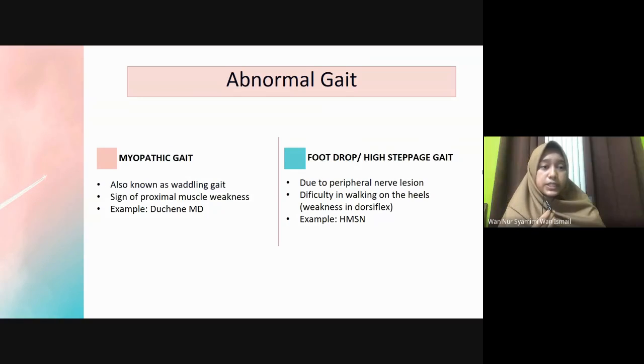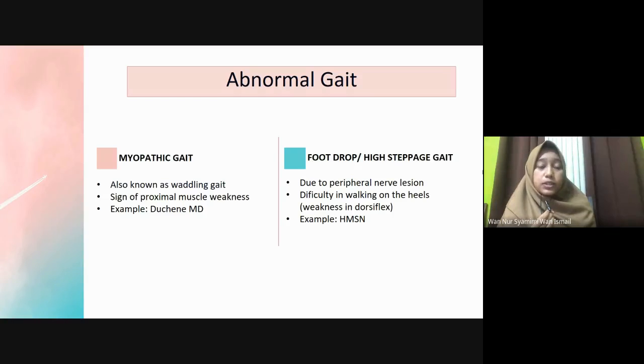For this patient, they try to compensate because, due to this condition, they tend to fall. What they do is compensate with their shoulder on the weight-bearing side in order to prevent themselves from falling. You can see this type of gait in patients who have proximal muscle weakness, such as in Duchenne muscular dystrophy.